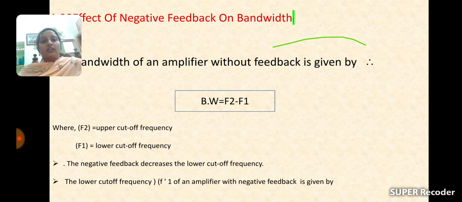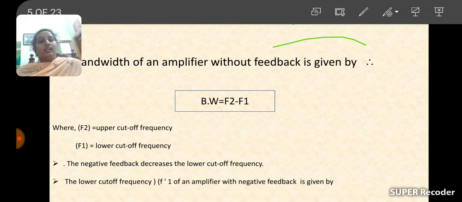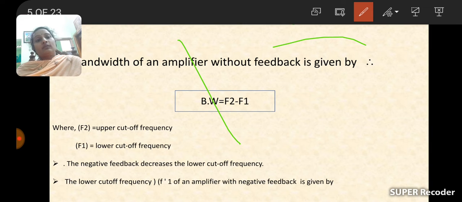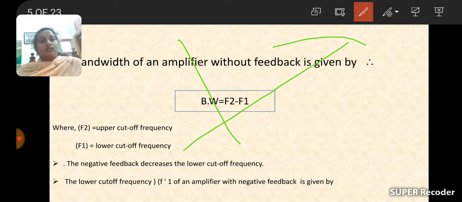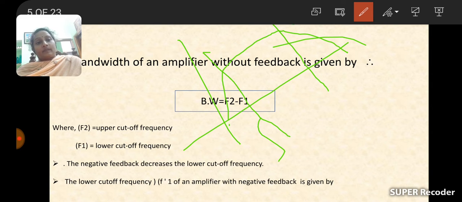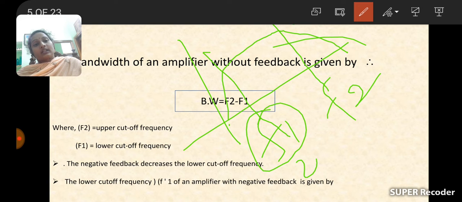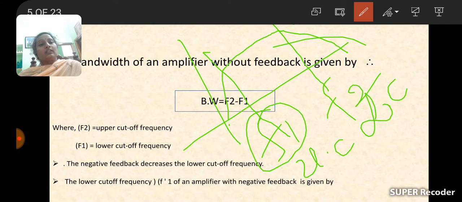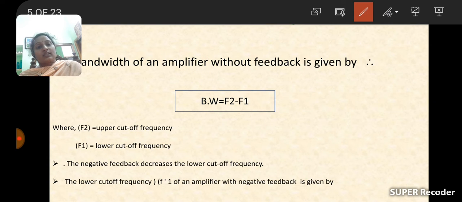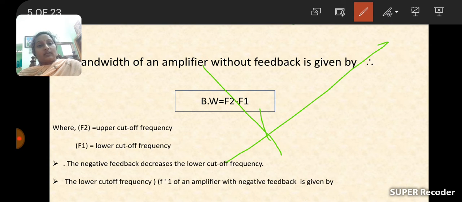Bandwidth is equal to f2 minus f1. Let us see what is meant by f2 and what is meant by f1. If this is the frequency response, here it is f1 and here it is f2. Here f1 indicates the lower cutoff frequency and f2 indicates the upper cutoff frequency.